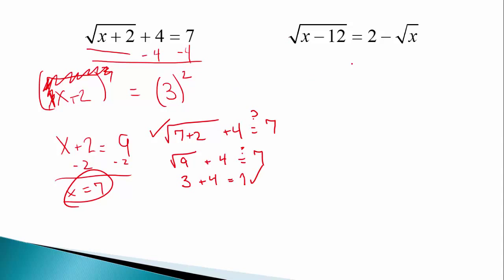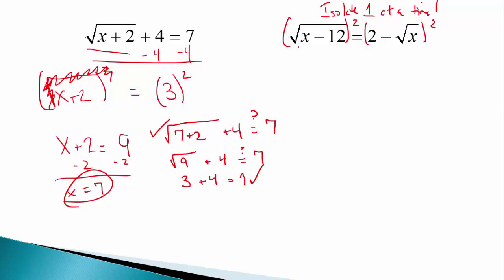Okay, let's look at the next one. This one's a little tougher because it's got more than one radical. Now, if you have more than one radical, you just have to isolate one at a time. So we're going to have to do a little bit more work here to try to get rid of both radicals. So since I already have one radical isolated, I can jump right in and square both sides of this equation.